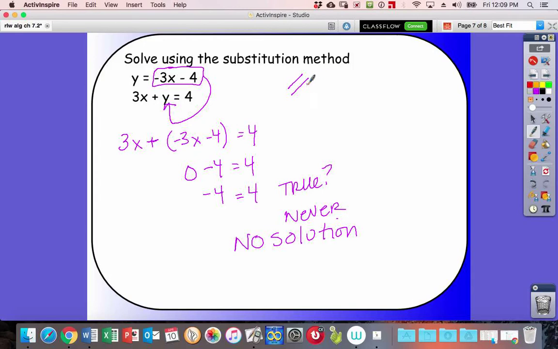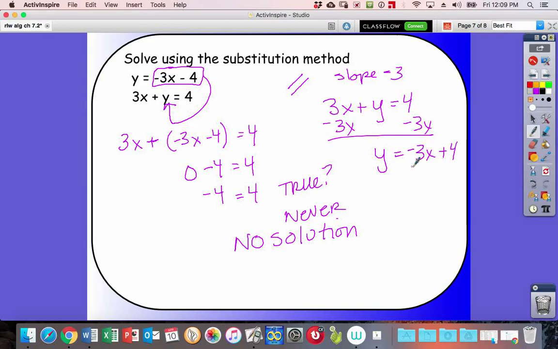And it also makes sense because what is the slope? Well, this is in slope-intercept form, and I know my slope is the coefficient in front of x, which is negative 3. Let's put this one in slope-intercept form. If I wanted to put 3x plus y equals 4 in slope-intercept form, y has to be by itself. I subtract 3x from both sides. Look what happens. I have negative 3x plus 4. What's the slope of that line? Negative 3. They have the exact same slope.